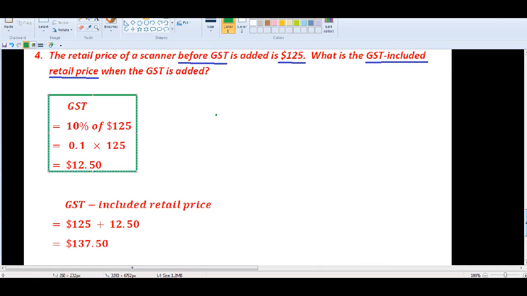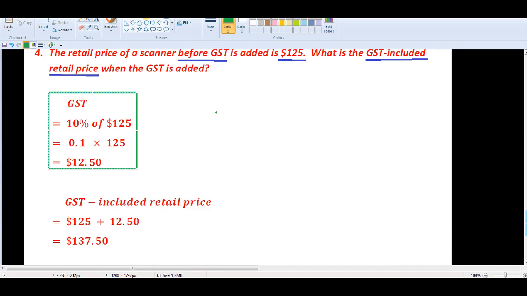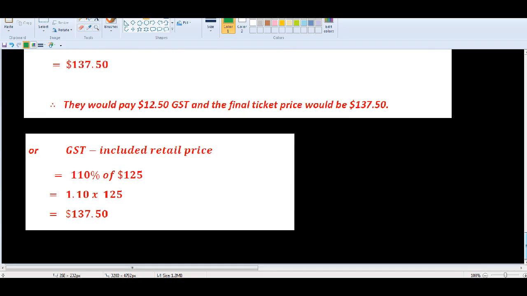Okay, so that's one way to do it. But sometimes we don't want to do it in two steps. Can we do it in one step? Yes, that's another way. So this is a quicker way. Okay, this is a quicker method.